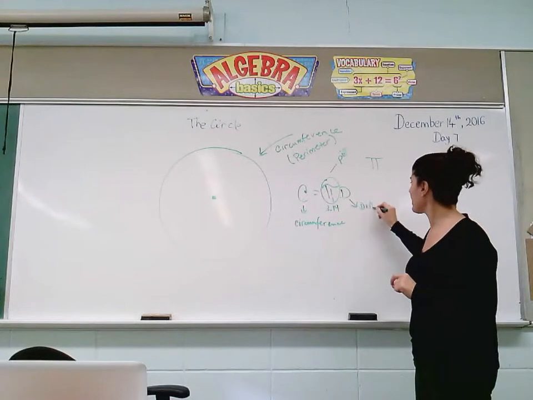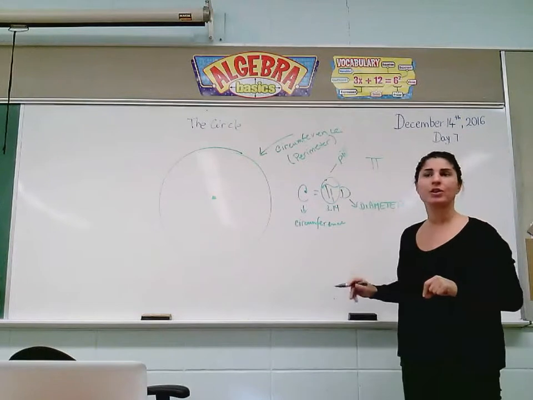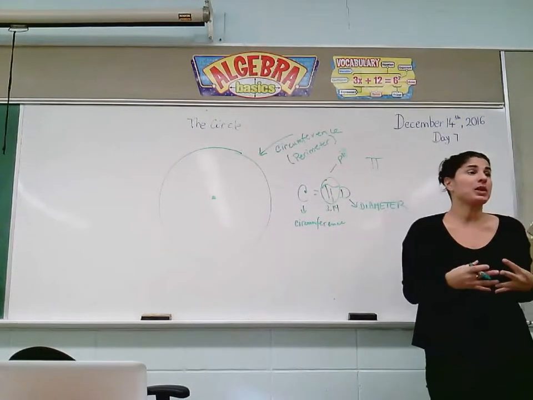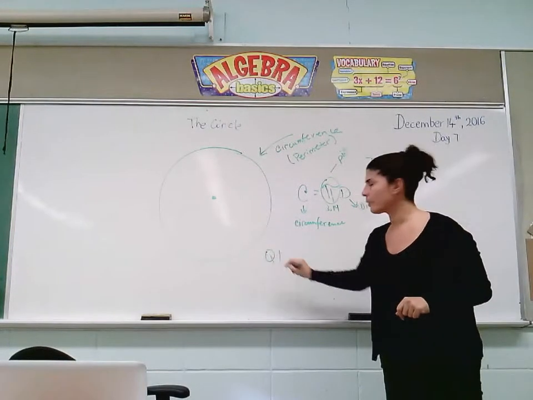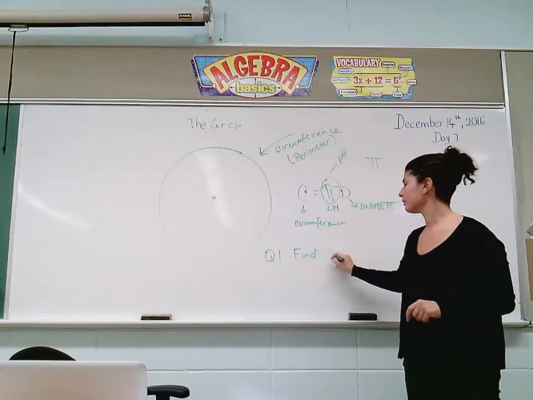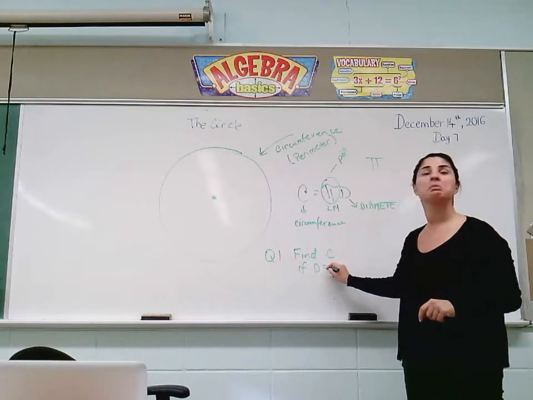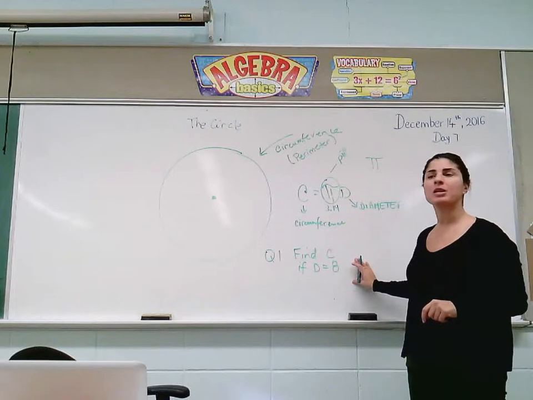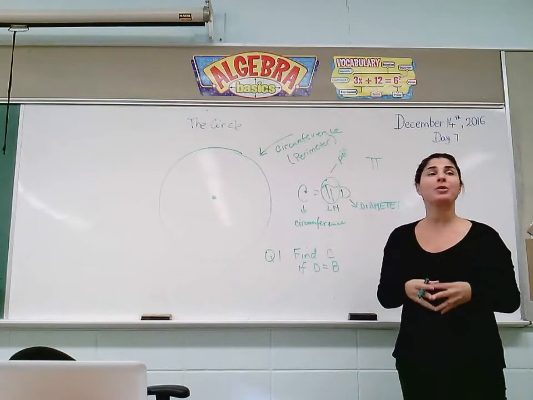So when I ask you, hey, what's the circumference of this circle, I have to give you some information. So we'll start off with question number 1. Question number 1 says, find the circumference if the diameter is equal to 8. I'm just making up a question, and I'm asking you for the perimeter of a circle whose diameter is 8.